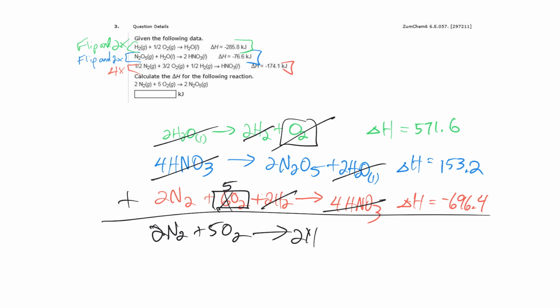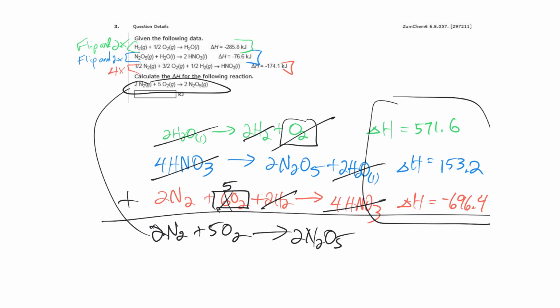After crossing out what we've crossed out, let's rewrite the overall equation. Hopefully it will match what they have listed up here, and it does. So we've reproduced the overall equation. That means we've done this correctly. The last step is to add the values of delta H, just directly as written. Add them up, and we get an overall delta H of 28.4 kilojoules, and that's your final answer.